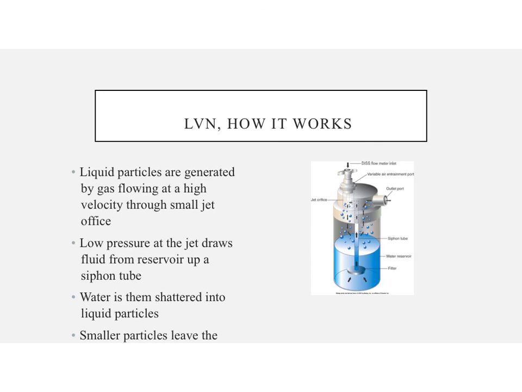So how the large volume nebulizer works is the gas leaves a flow meter. It's going to go at a high velocity through this jet here into the nebulizer. That low pressure jet is going to draw fluid from the reservoir, up the siphon tube, and then it's going to shatter the water into liquid particles, and that gas is going to go into those liquid particles, and the smaller particles are going to leave the nebulizer through the outlet port to the patient.